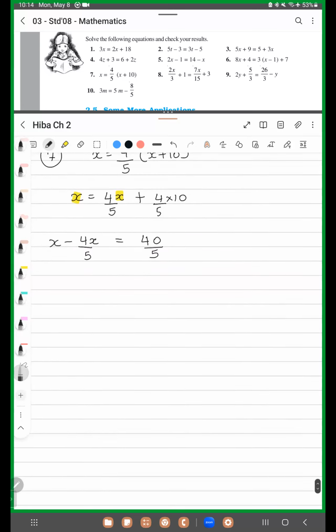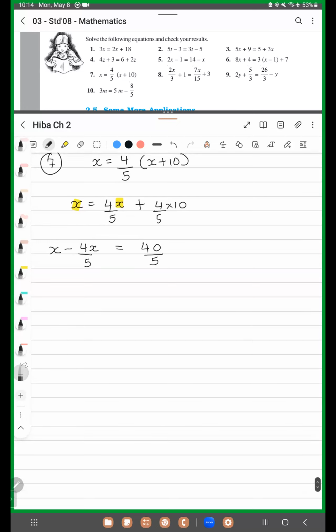Then we will have 1 minus 4x. I have written it as 1 by 1. Why? Because here you have to subtract. This is basically 1, right? You have to subtract 1 minus 4 by 5. How will you do that? You need to make this a fraction as well. So you will make this a fraction. Okay?